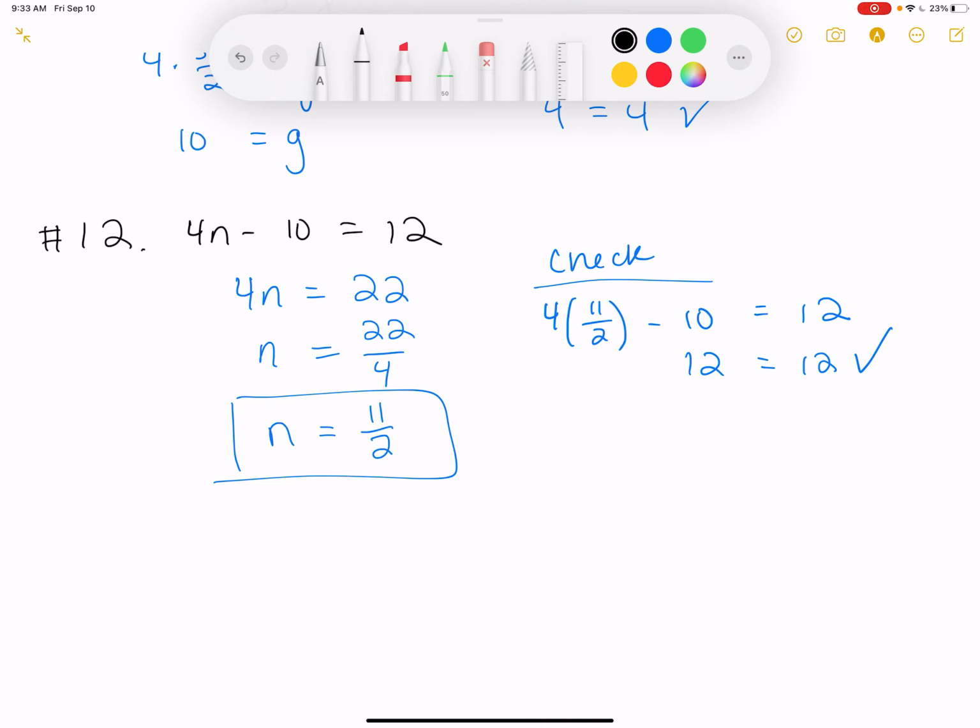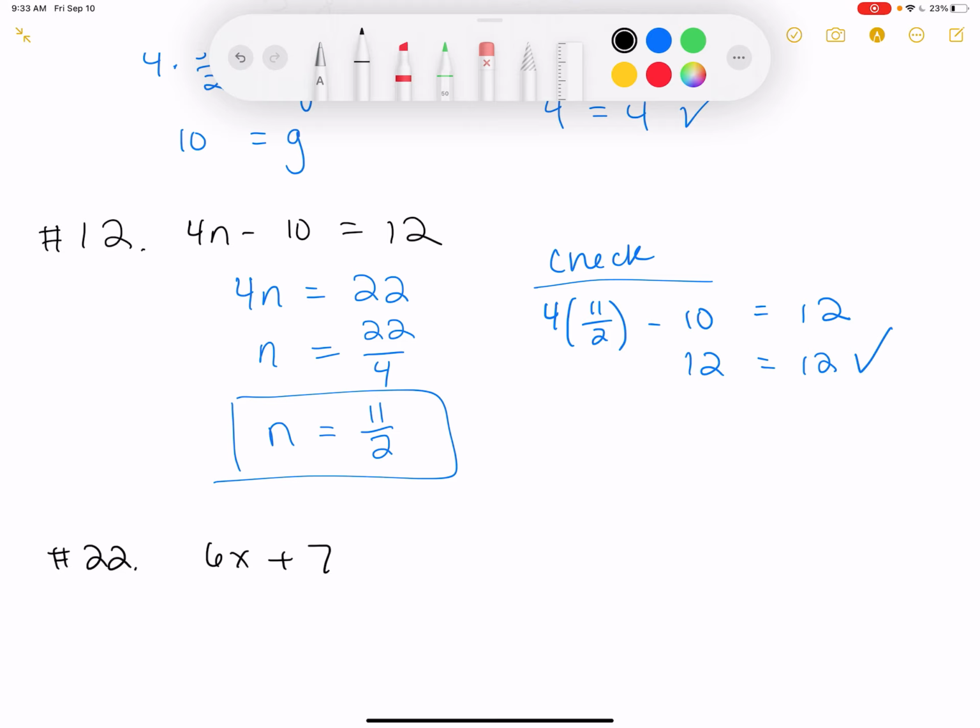So the next section, 20 through 31, says to solve the equation and check your solution. The difference now is there's going to be a variable on both sides of the equation. So we're going to be moving multiple things. So these you might show an extra step from the other ones, but they're still not bad. Let's see, 22.